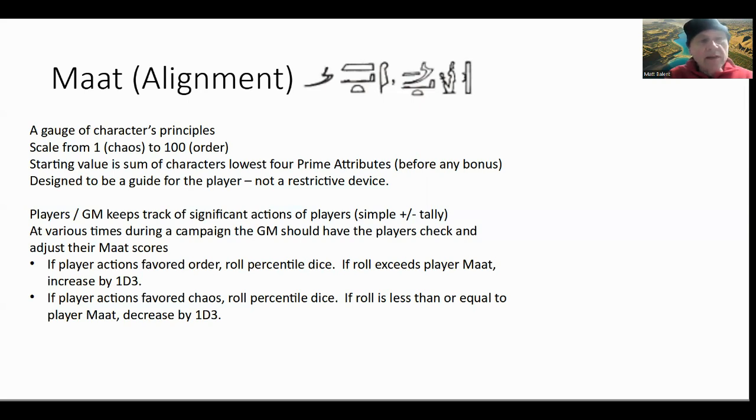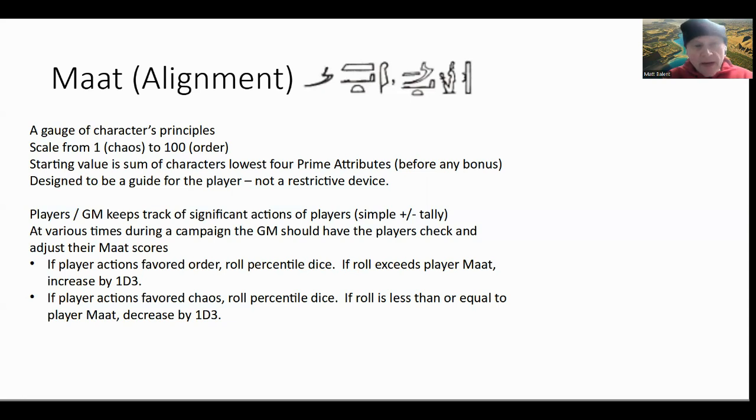And the way this is kept track of during the game is that either the game master or the players should keep track of any significant action by the player. This can be done through a simple plus-minus tally on a piece of scratch paper or something of that nature. Then at the end of the particular session or campaign, the game master should have the players check and adjust their Mot.